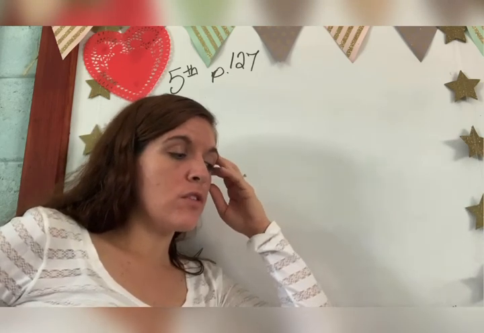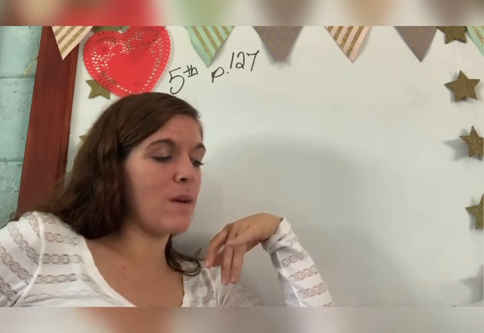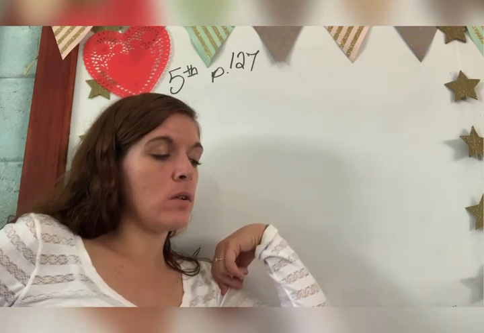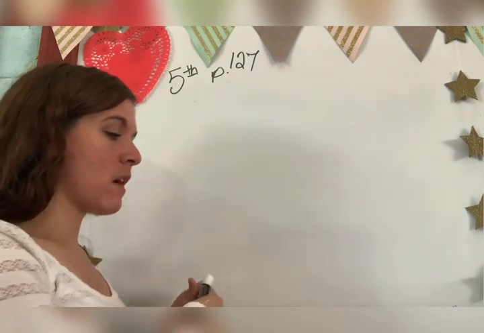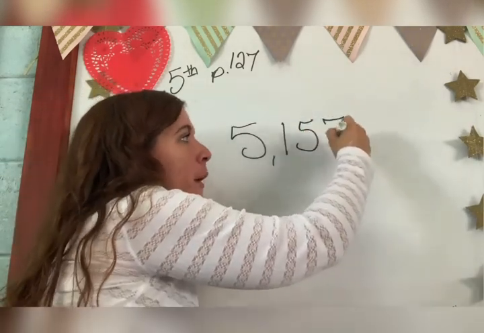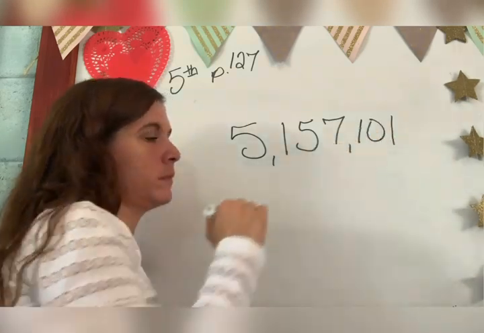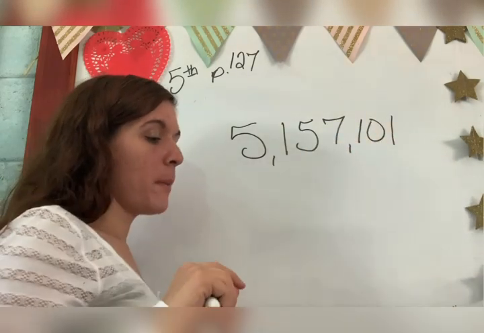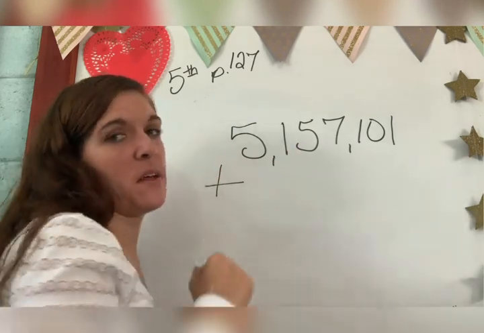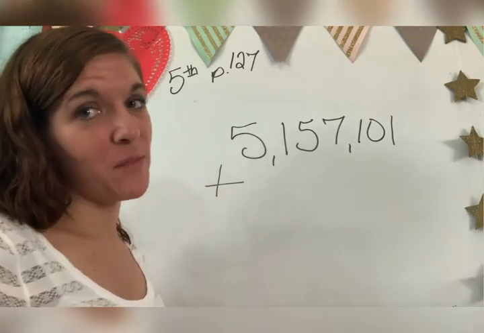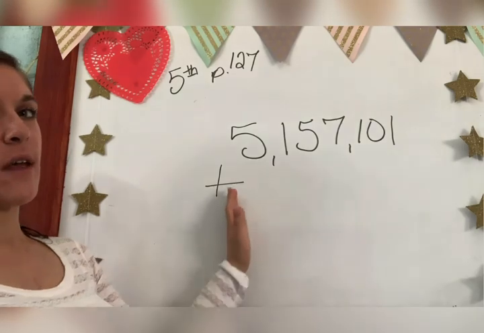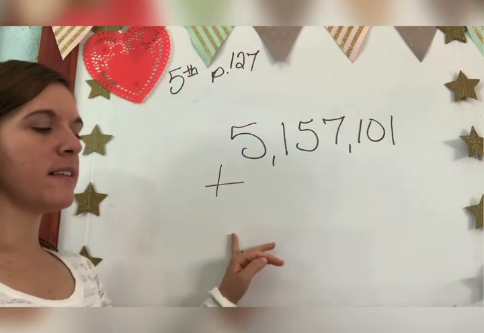Letter H. The 2006 population of Minnesota was 10,000 more than 5,157,101. 10,000 more. What was the population of Minnesota? So you need to add this to 10,000. I'm not going to write it for you, but you better make sure that it starts here to figure out where that 10,000 ends. Okay, so go ahead and try it. Show me your work on your paper.